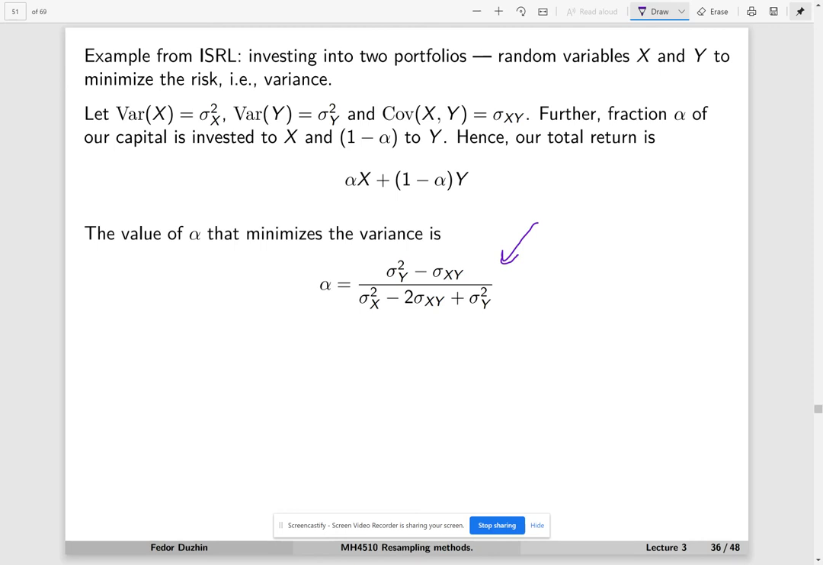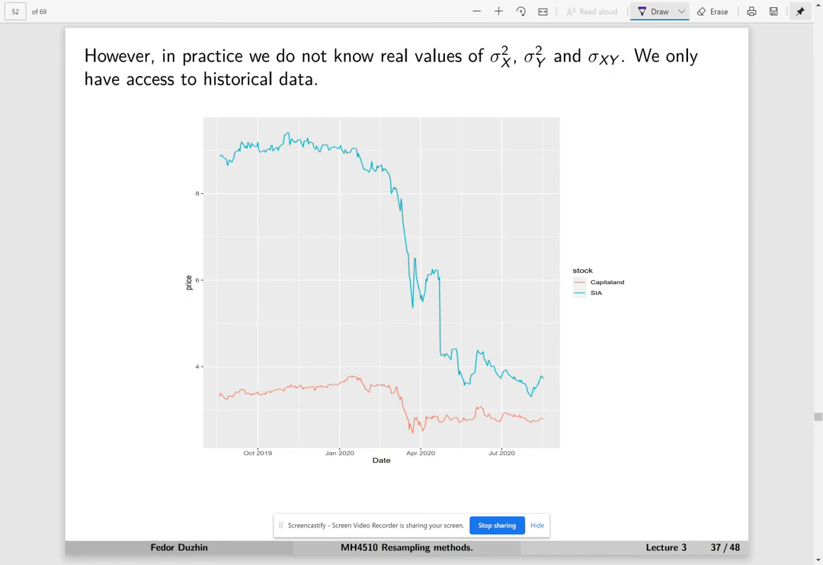But in practice, the problem is that the real values, the variance of X, the variance of Y, and the covariance between X and Y, are not known. We have access to historical data that looks like this: historical prices over the last year of stocks of CapitaLand and Singapore Airlines. This is all that we know in practice. We have some observations and we know how they correlate. That's it.